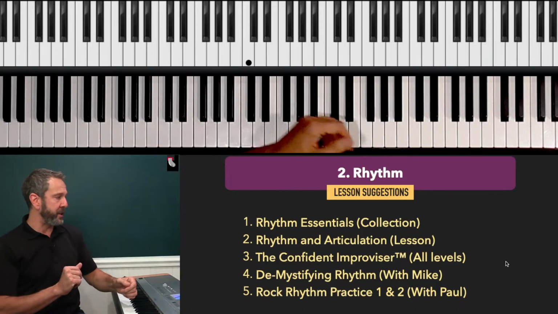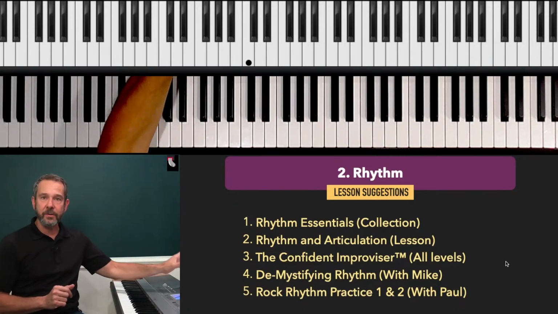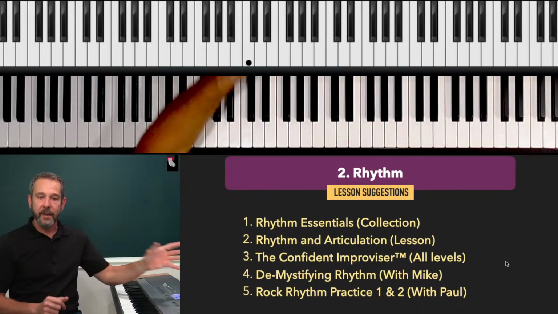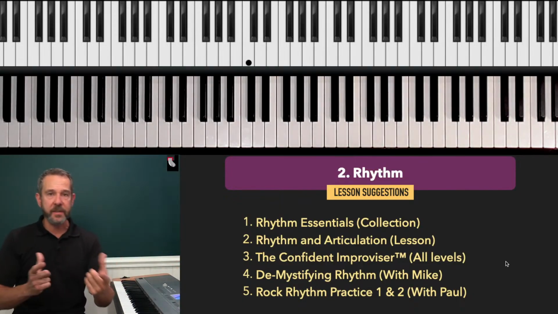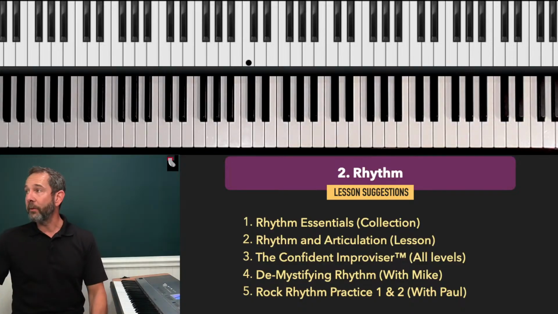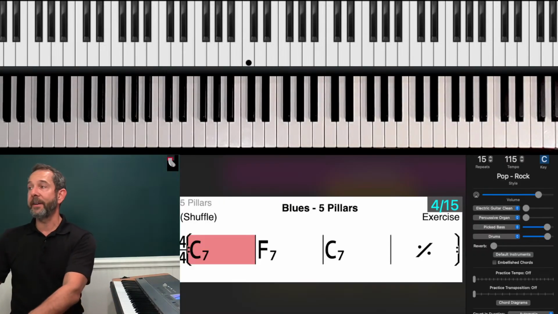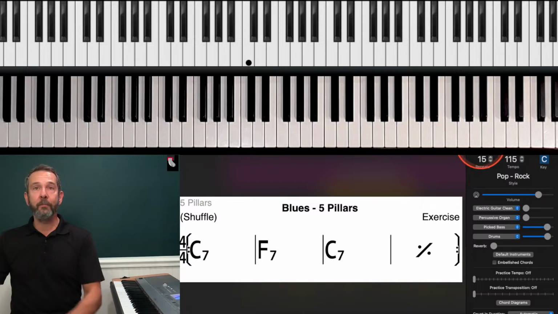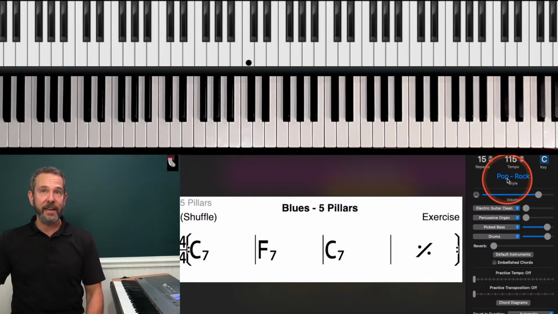Now I said I was going to explain why I was playing those 8th notes straight versus swung. This is where rhythm shifts depending on what style of music you're playing, right? So when I play this pattern here, if I'm doing it with a pop rock feel, right, what you can see right here, I'm going to do that in more of a straight eighth feel.